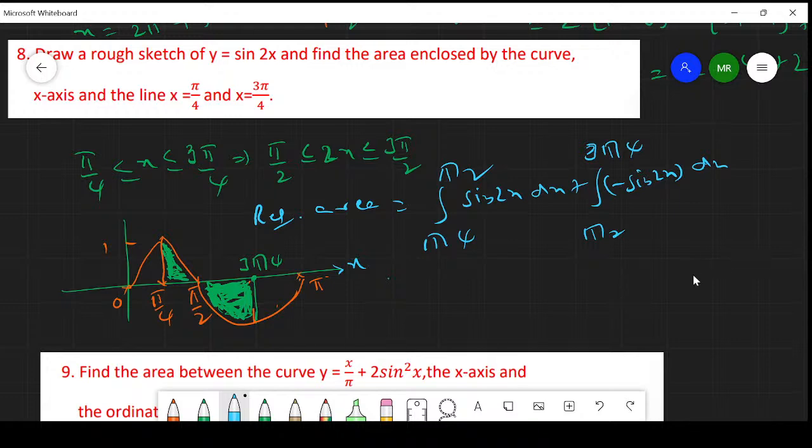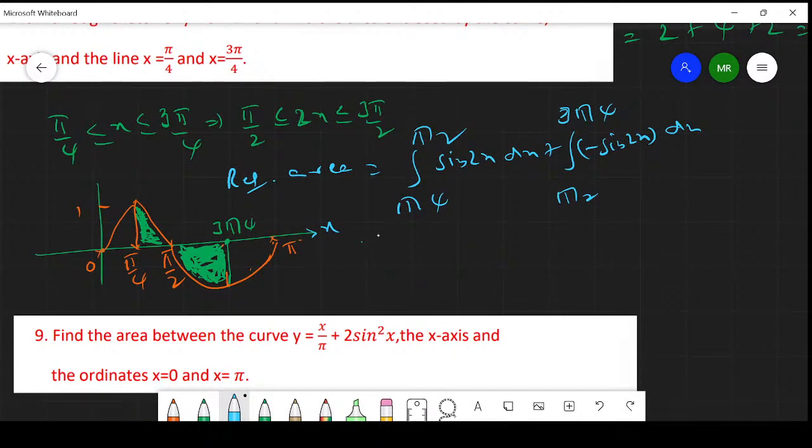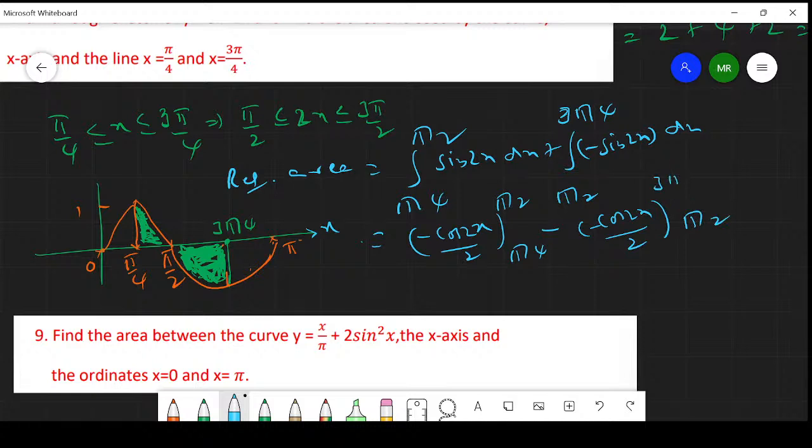Now you can find the value. Now simplify: integral of sine 2x is minus cos 2x by 2, limits pi by 4 to pi by 2, minus this one again, integral of sine 2x, minus minus becomes plus, you will get minus cos 2x by 2, limits pi by 2 to 3 pi by 4. Now you can substitute the values now.